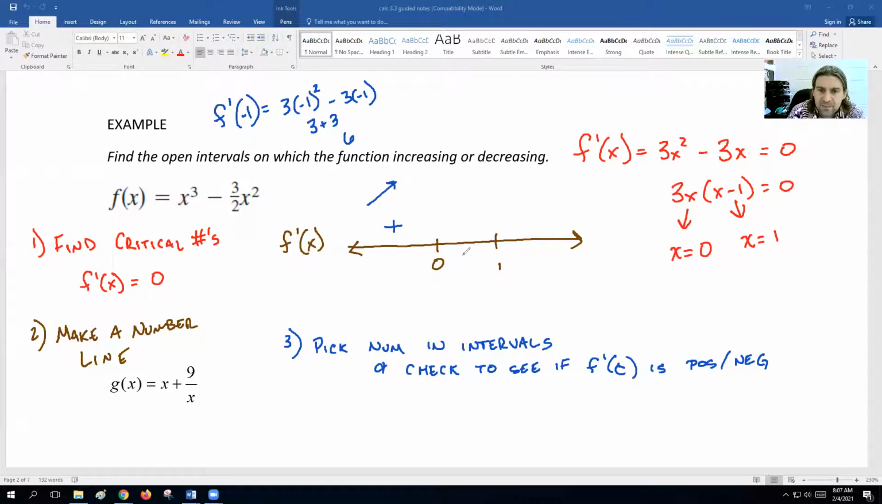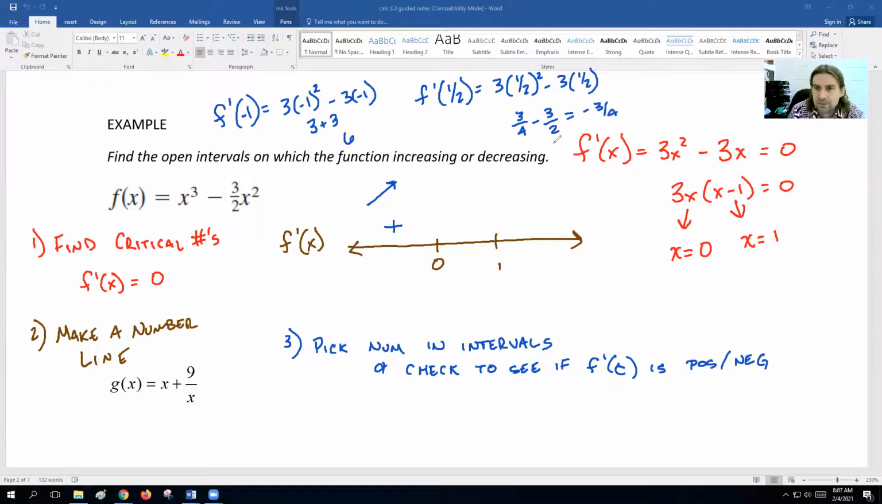All right, now let's pick a number in between 0 and 1. An easy one is like 1/2. So what's f prime of 1/2? What's 3 times 1/2 squared minus 3 times 1/2? Half squared is a quarter, times 3. So we got 3/4 minus 3/2. That would be a negative 3/4, I believe.